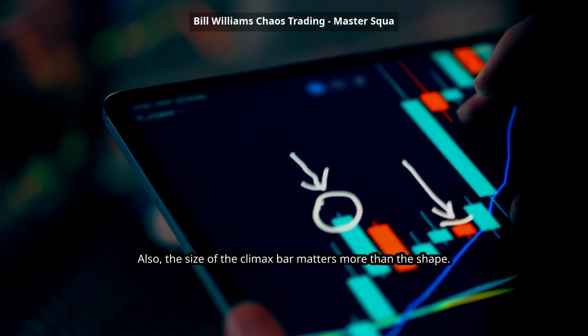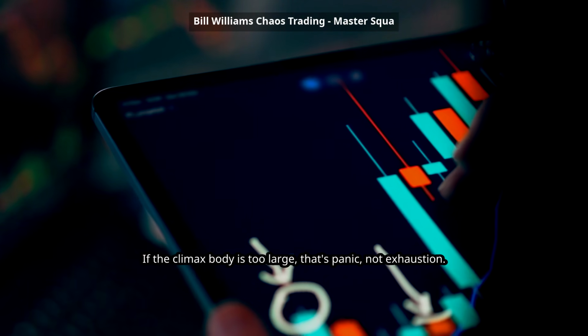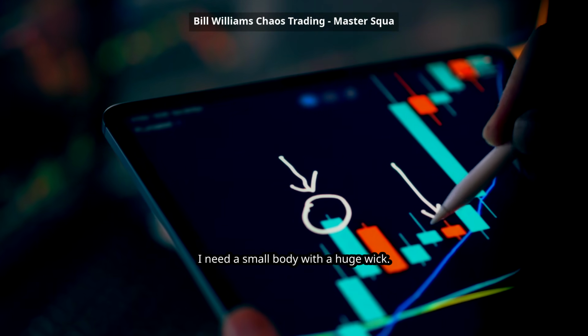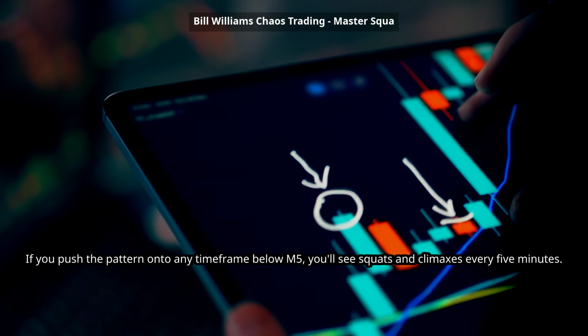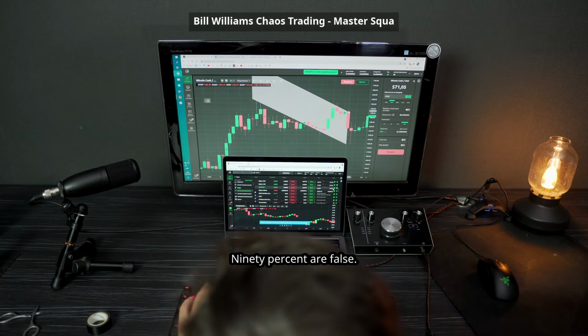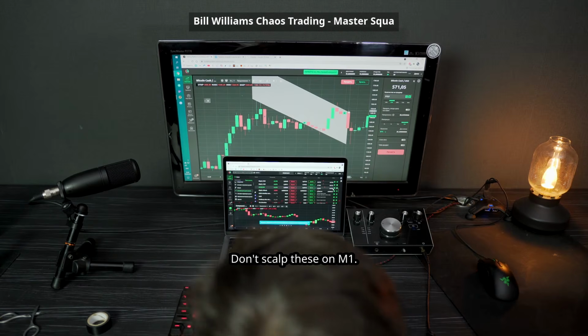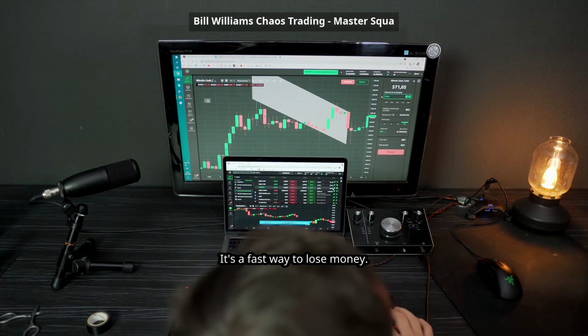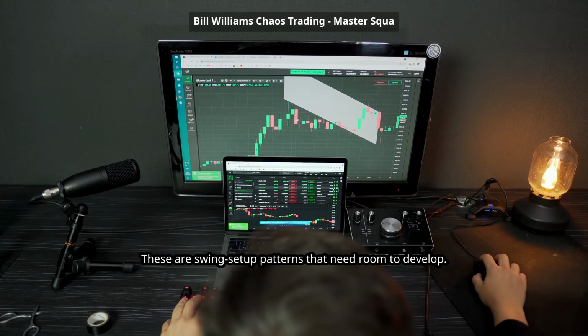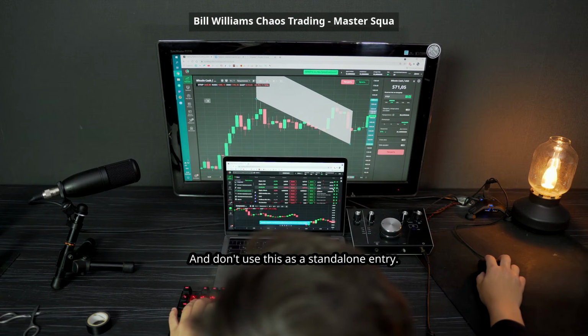Also, the size of the climax bar matters more than the shape. If the climax body is too large, that's panic, not exhaustion. I need a small body with a huge wick. If you push the pattern onto any time frame below M5, you'll see squats and climaxes every 5 minutes. 90% are false. Don't scalp these on M1. I tried it. It's a fast way to lose money. These are swing setup patterns that need room to develop.